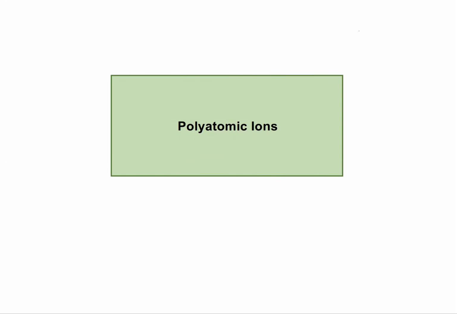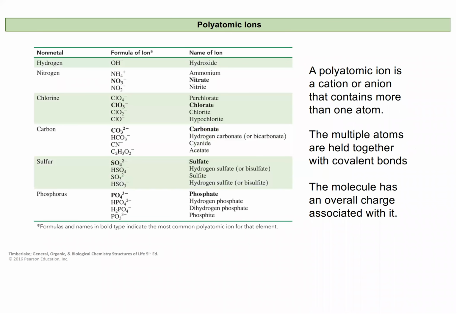In this video, we'll take a look at polyatomic ions. Polyatomic ions are a cation or an anion that has more than one atom in it. So these are typically covalently bonded molecules that just happen to have an overall charge associated with the molecule. Here's an example of them, and you'll have this polyatomic ion chart on exams and quizzes. And so we've got our chemical formula here and the actual name of it.